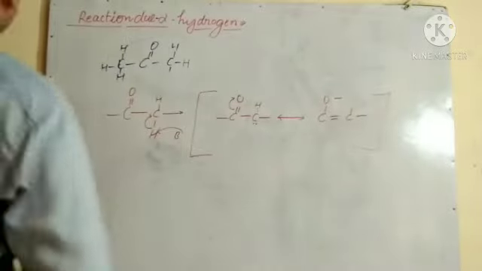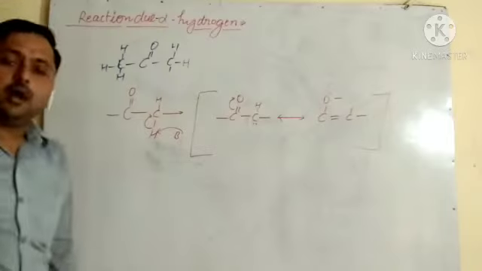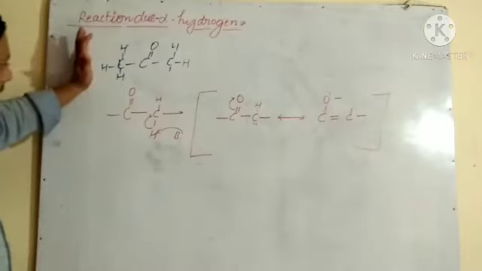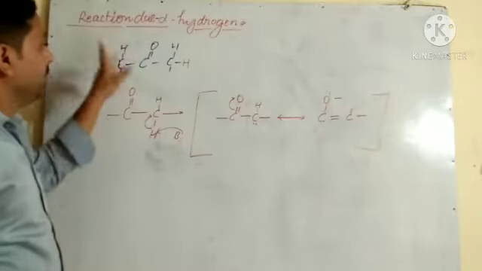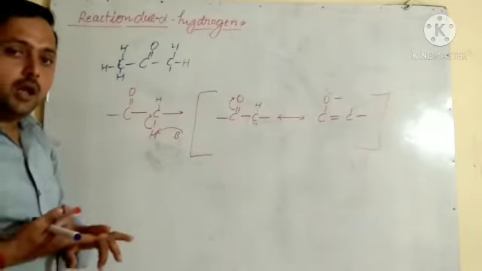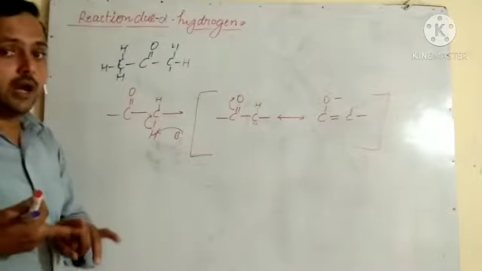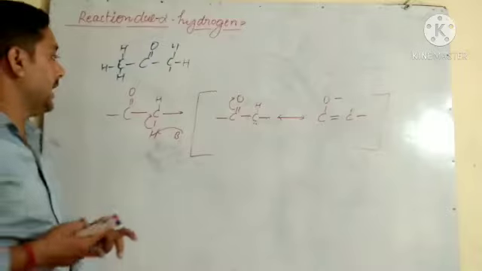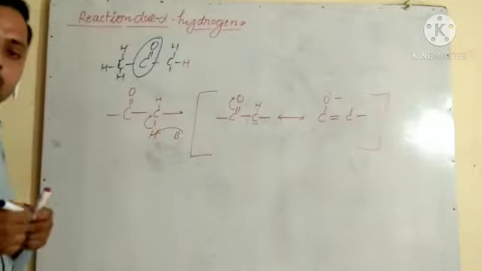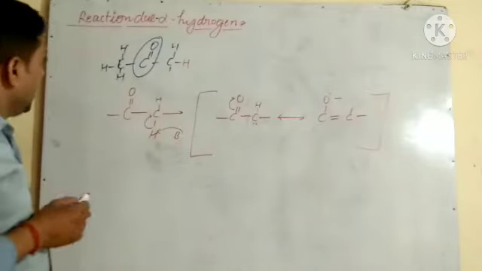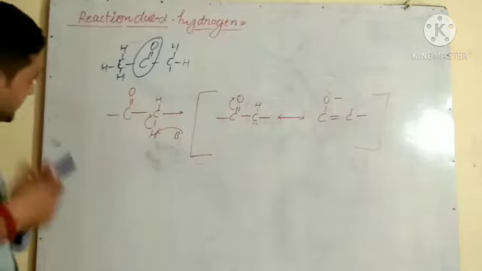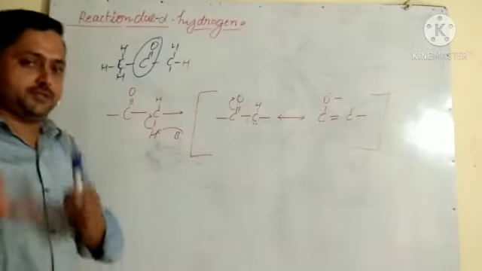So we see that due to carbonyl group, alpha hydrogen is acidic. So what is the reason? The acidity of alpha hydrogen of carbonyl carbon is due to the strong electron withdrawing effect of carbonyl group and resonance stabilization of conjugate base.